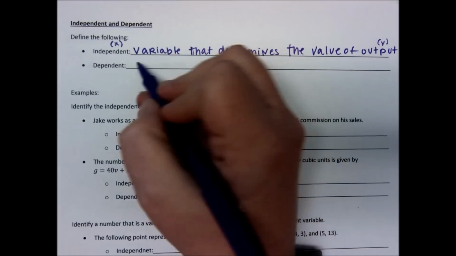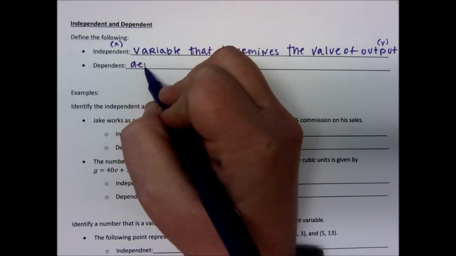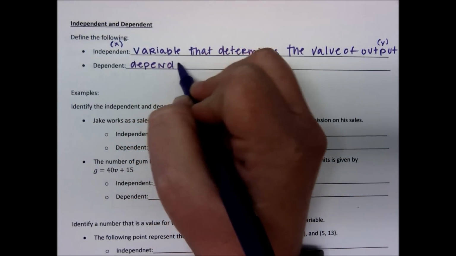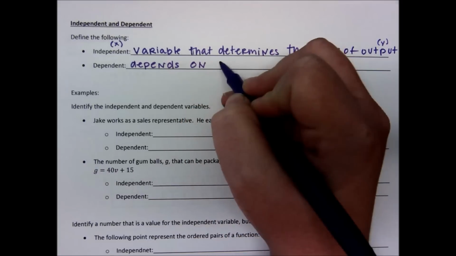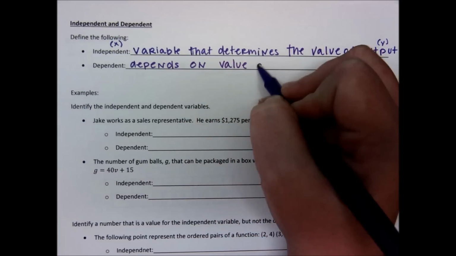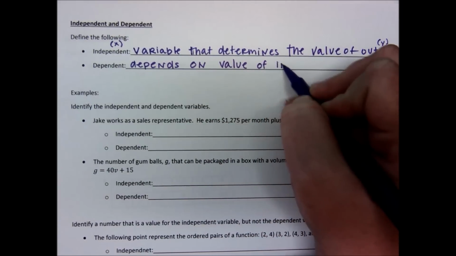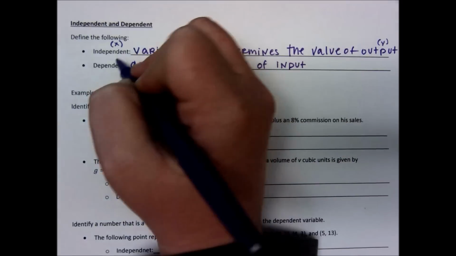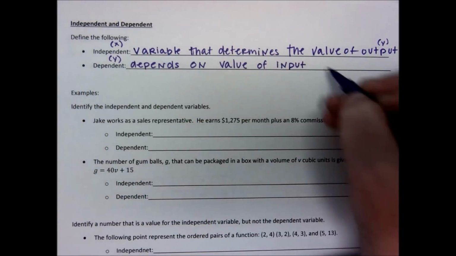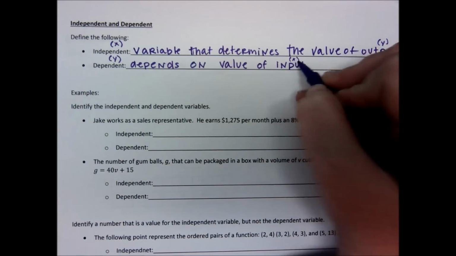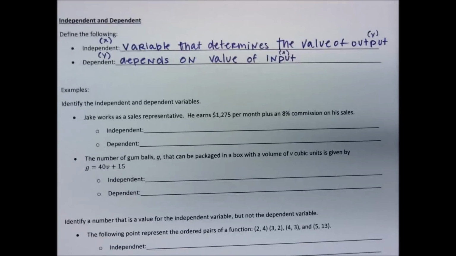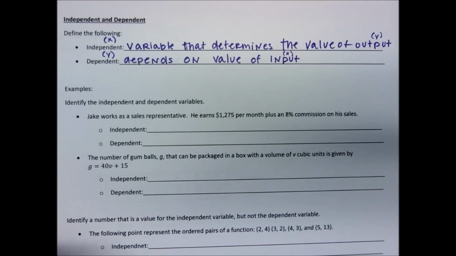The dependent, it's a variable that depends on the value of the input. Now, generally we think of the dependent variable as the y, and the input, remember, is usually our x. So the dependent depends on something else for value. I don't know what the dependent is until I can do some calculations and I know what the independent is. So let's look at some examples.